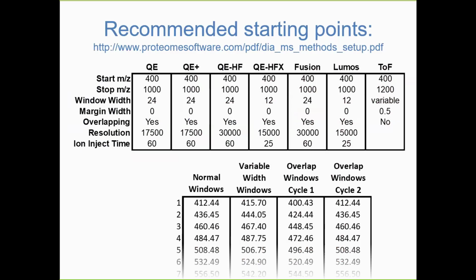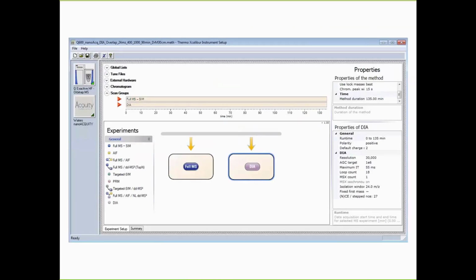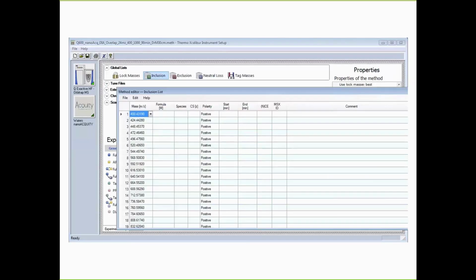These are available in this PDF for you to download and use as a quick start guide to get going quickly, but at the same time, you should optimize these for your instrument platform and your chromatographic setup. When you go to configure this in your instrument, you'll open up your method editor and select to build a DIA experiment, and you'll need to set a bunch of properties as well as the inclusion list where these precursor window centers are going to lie. It should be as simple as copy and paste into the method editor.